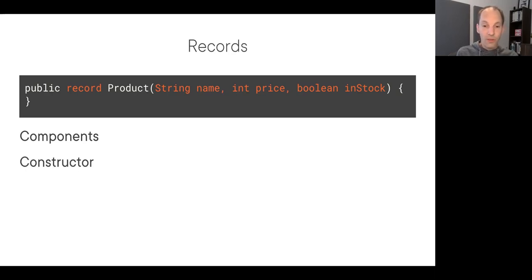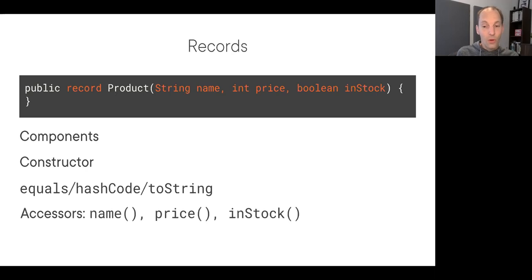Now, what we get from this definition is a class that we can use as a class in our code, because we automatically get a constructor that takes all the component elements that are listed in the definition of the record. We also automatically get equals, hashCode, and toString implementations based again on these components that we defined and their values. And we also get accessor methods for every component in the record. So all in all, this very concise definition gives us a lot of functionality for free.